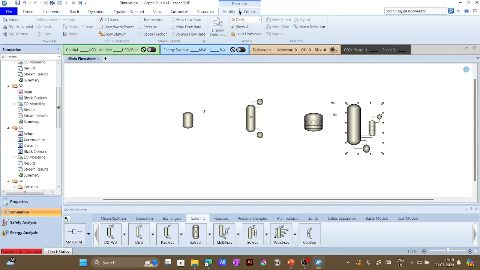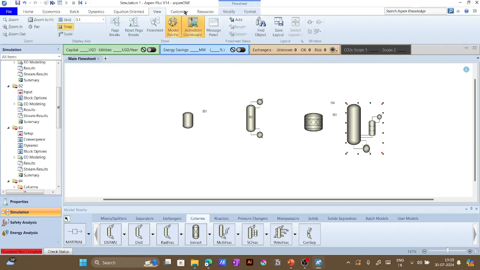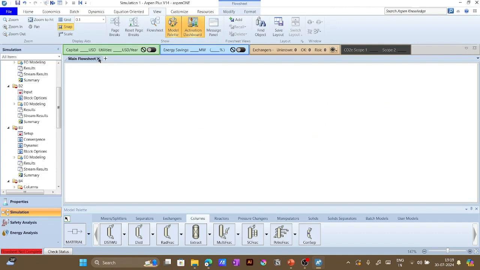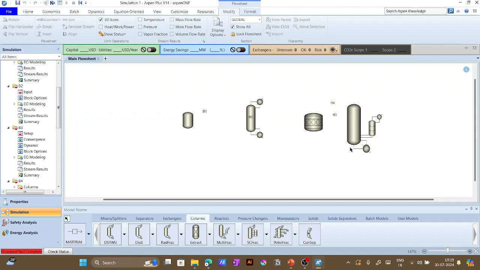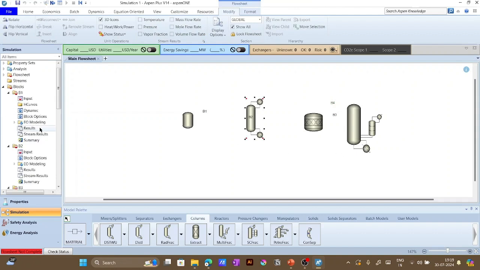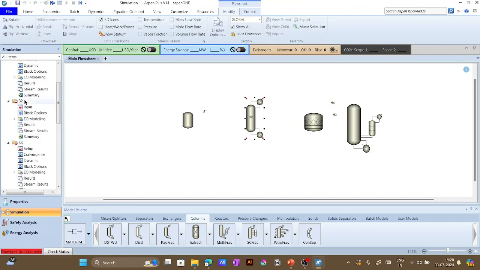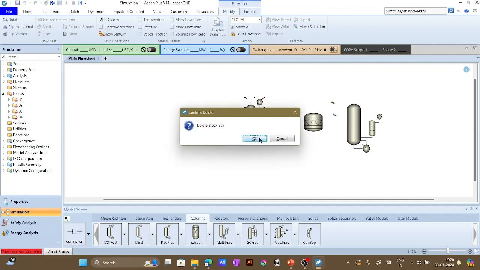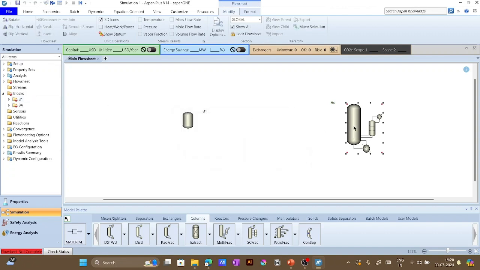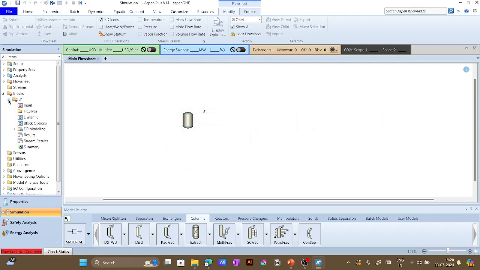So this is the main flow sheet. You can see this main flow sheet again under the view option. Let's say you have closed it by mistake, you can just go to the view, click the flow sheet, and you will get it back, right? When you add a block to the system, you will see under the block section that all the blocks are added. So let's say I delete this B2, and it will go away. When I add a block, it is added; when I remove it, it goes away from here also. You can see the various parameters related to block B1, which is the flash drum we have added.